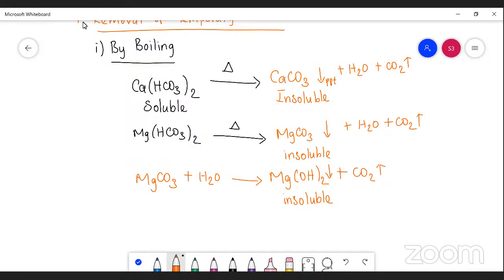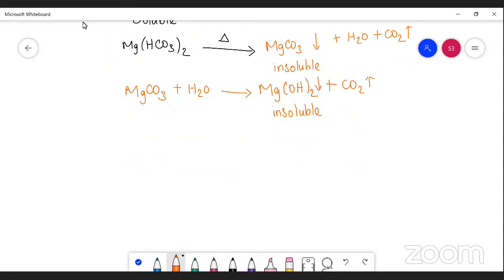And the next method is the Clark process. We are taking the second method of removing temporary hardness of water, that is the Clark process. What is that? The Clark process.